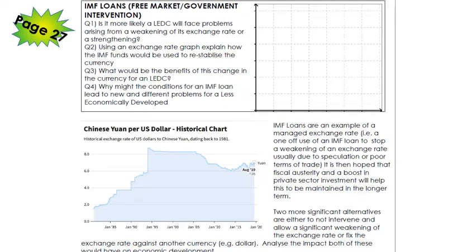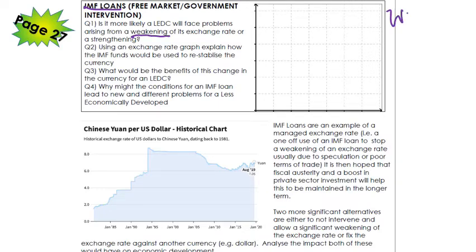Okay, so this is page 27, and on page 27 it's looking at the top at the use of the IMF loans for intervention in the market. Question 1 says, is it more likely an LADC will face problems arising from a weakening of its exchange rate or a strengthening? What do you think? It's more likely that it would be around a weakening of its exchange rate.